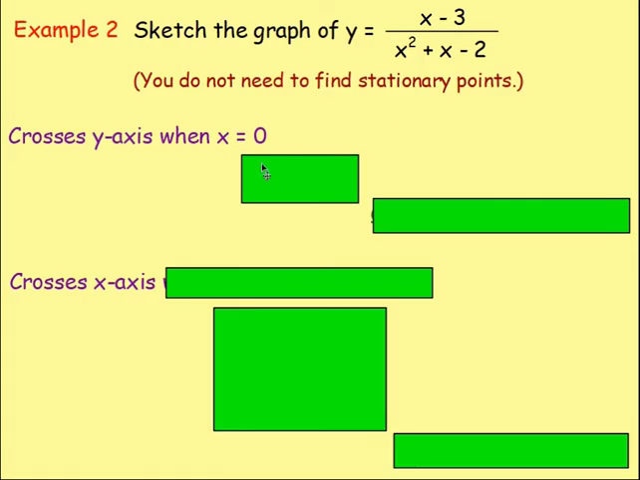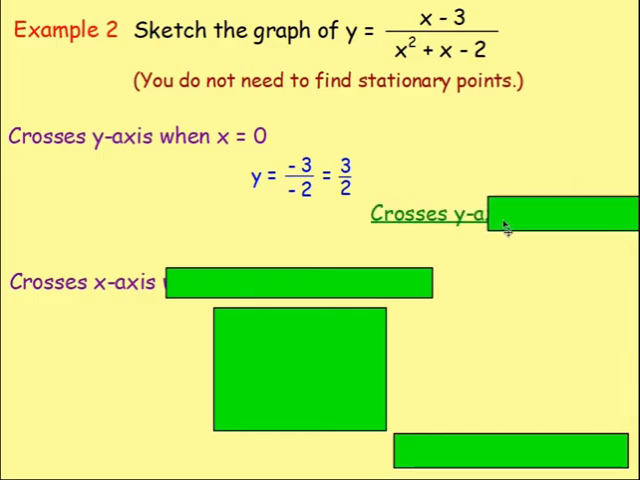So when x equals 0, you will have y equals, replace all the x's with 0, and you'll have negative 3 over negative 2. Two negatives make it positive, so you get 3 over 2. So you know the graph will cross the y-axis at 0, 3 over 2. It's going to cross the x-axis when?